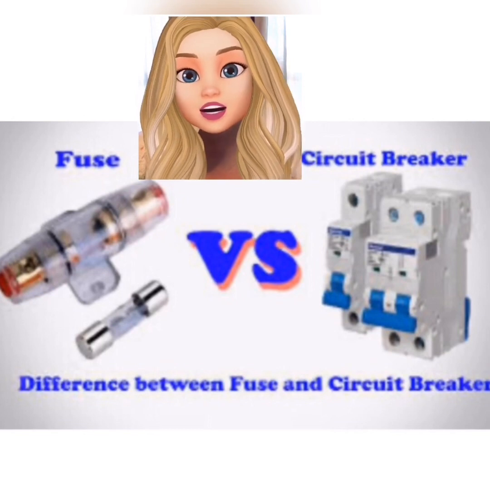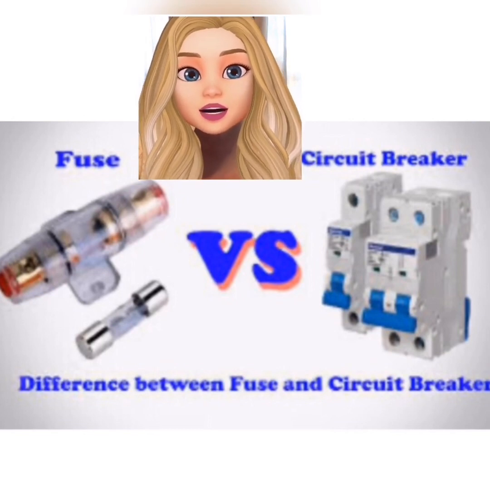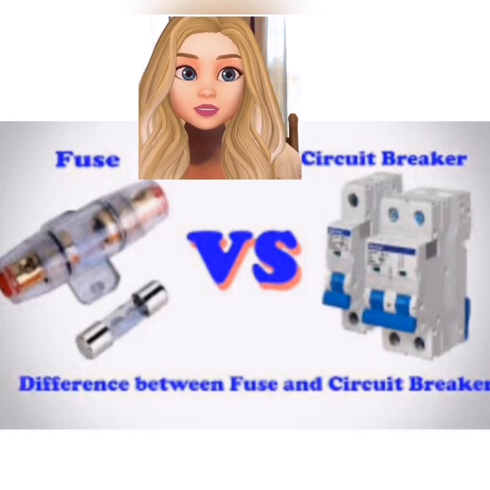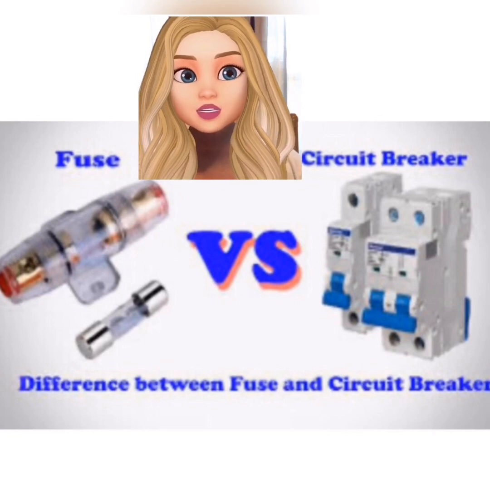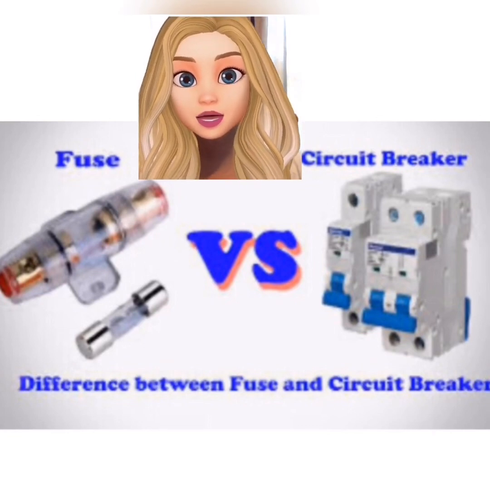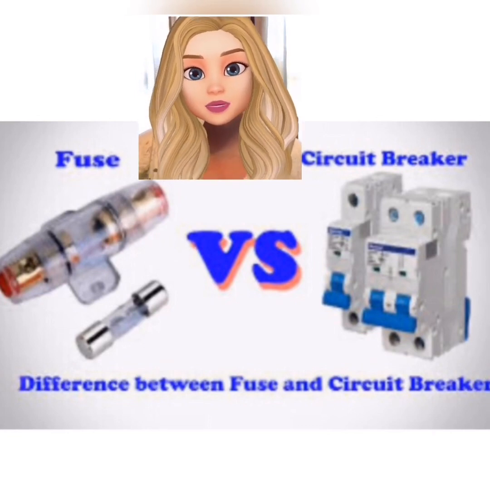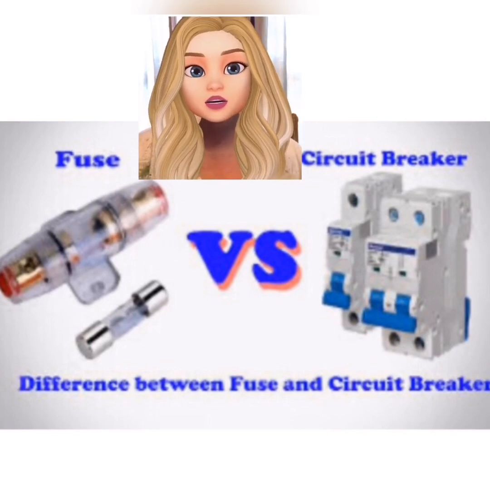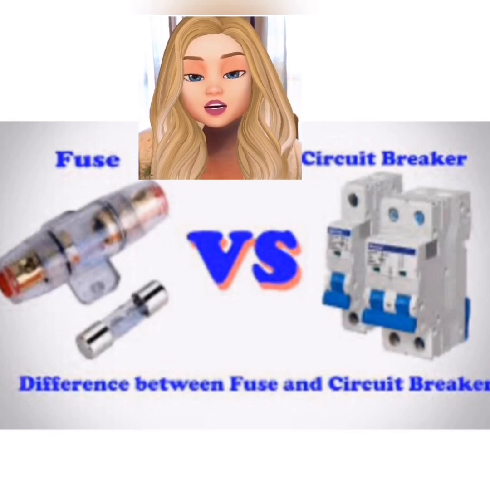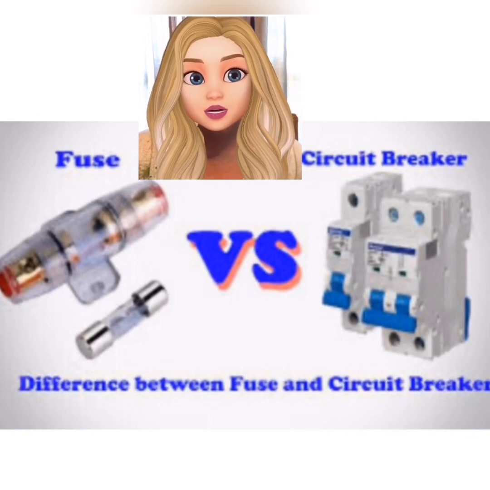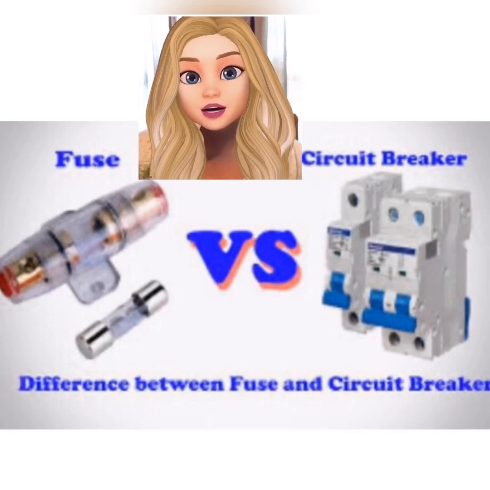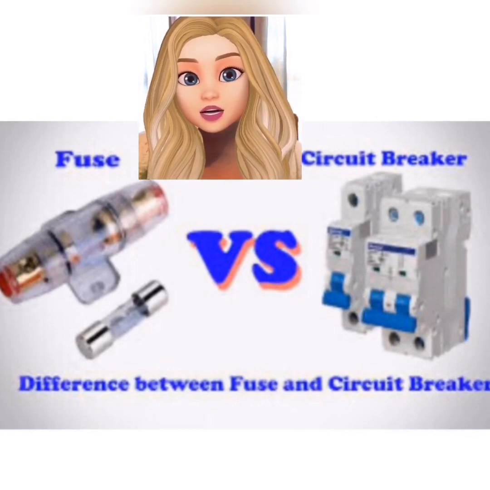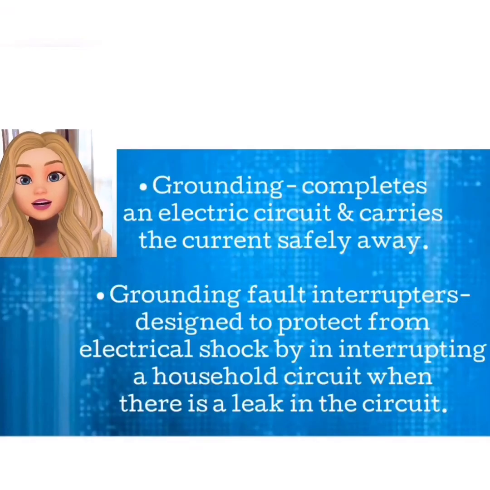with too much current, such as when too many appliances or faulty equipment are connected to an electricity source. A circuit breaker is a switch that automatically interrupts or shuts off an electric circuit at the first indication of an overload. Circuit breakers have replaced fuses in modern electric circuits. Grounding completes an electric circuit and carries the current safely away.